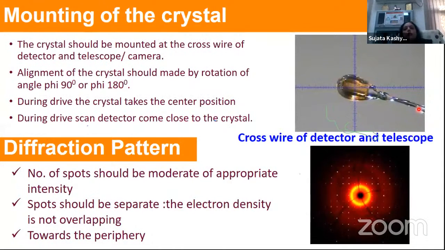Now, mounting of the crystal. How can we mount our crystal? We take the crystal in a loop. Now we have to place that crystal on the instrument. So we place that crystal loop on the goniometer, and before placing it, we have to be very careful that the crystal is mounted at the crosswire of the camera and the detector. Here is the crystal in a loop, and this is the crosswire. So the crystal should be mounted on the crosswire of the detector and camera.